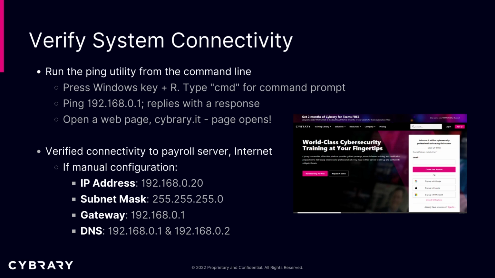For your IP address, you would put in 192.168.0.20. That would be in this particular network. Your subnet mask would be 255.255.255.0. And your gateway would be the firewall, or whatever device gets you out to the internet. And that would be 192.168.0.1. And you would put in whatever DNS servers are issued to you as well.